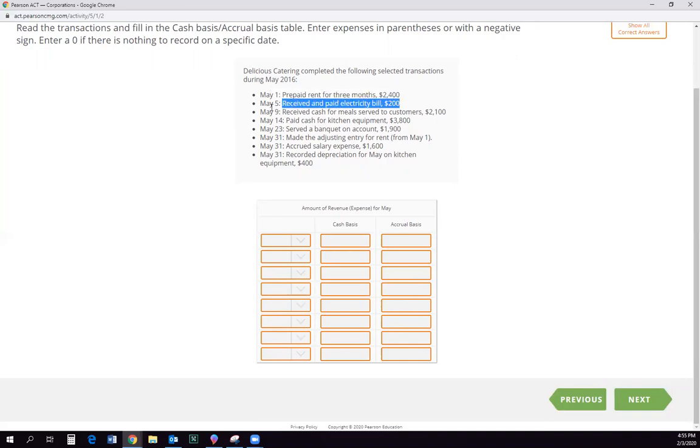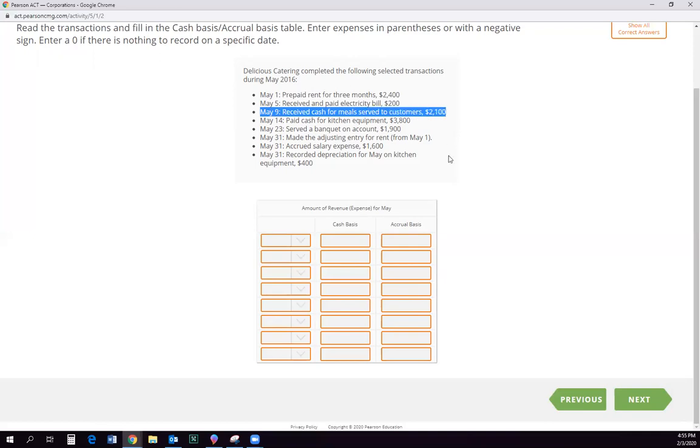The second transaction is received and paid the electricity bill. So we'd put in May 5th here. And then under a cash basis, we do minus 200 because we paid out $200. Now this one, because we actually incurred the expense already of the electricity bill, we're also going to record a negative 200 here. So whenever we pay cash at the same time when we've incurred the expense, our cash basis and accrual basis will be the same. So in this case, it's an expense of $200.